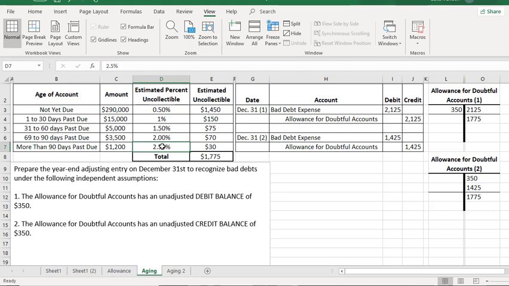But of course it comes at a cost, because you have to take the time to estimate each of these percentages, and if the percentages you estimate are incorrect, then also your estimate is going to be incorrect. So there are both advantages and disadvantages. The advantage being that it's going to be a more accurate estimation. The disadvantage is that it's going to take a little bit more work to prepare an aging analysis.